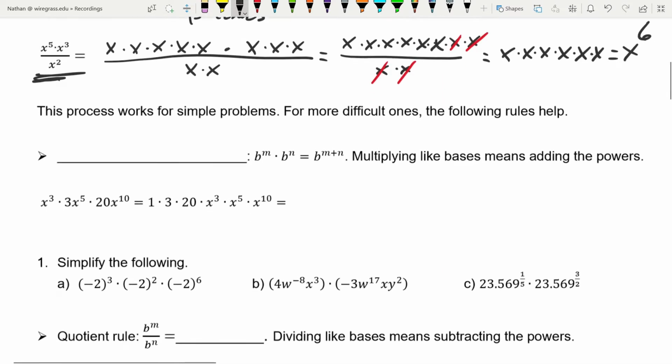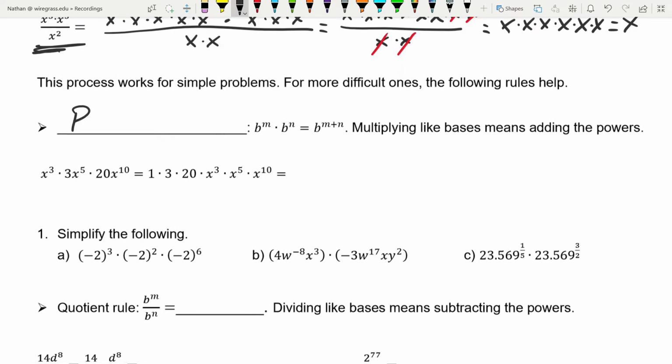The first rule we're going to be looking at is called the product rule. And this says that two exponential expressions that have like bases, so b is the same in both of these, with the same or different powers, it doesn't matter, is the same thing as adding the powers. So you can change two of them into one with just the addition of the powers. Multiplying leads to addition of the powers.